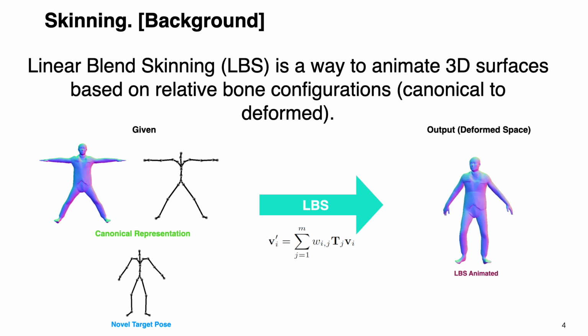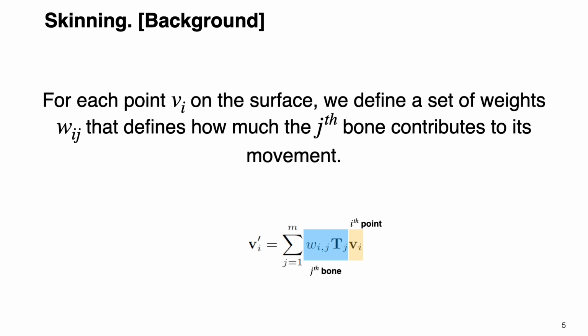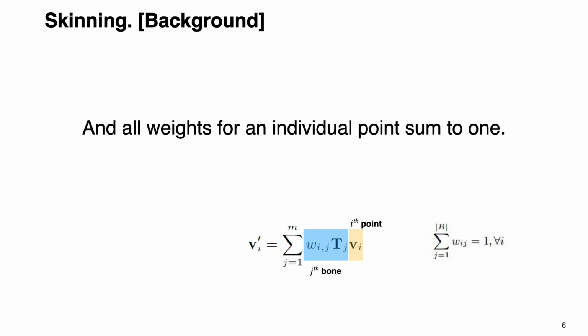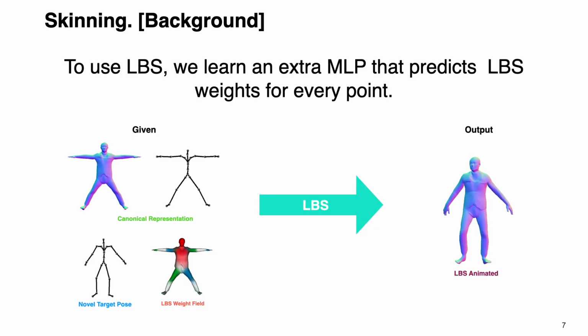To animate this implicit representation, we can use linear blend skinning, which is a way to animate 3D surfaces based on relative bone configuration, from the canonical to the deformed space. In linear blend skinning, for every point Vi on the surface, we define a set of weights Wij that define how much the jth bone contributes to the movement of this point. These weights define how much each bone movement contributes to the motion of a given point, and all the weights for an individual point sum to 1. To use LBS, we learn an extra MLP that predicts LBS weights for every point.